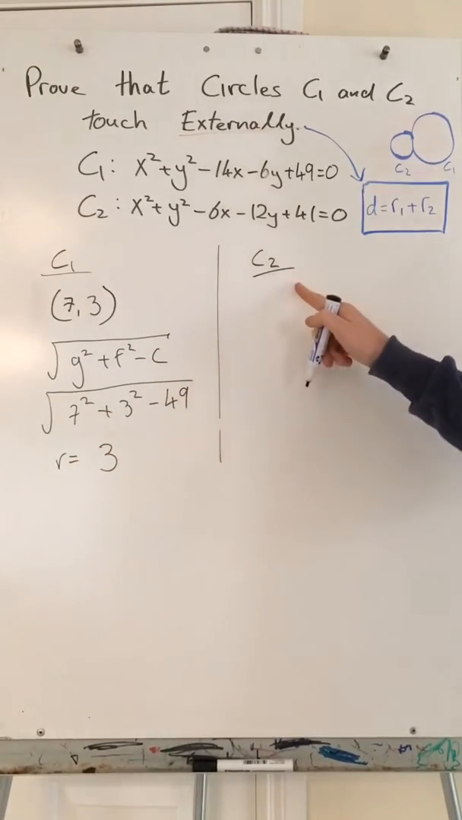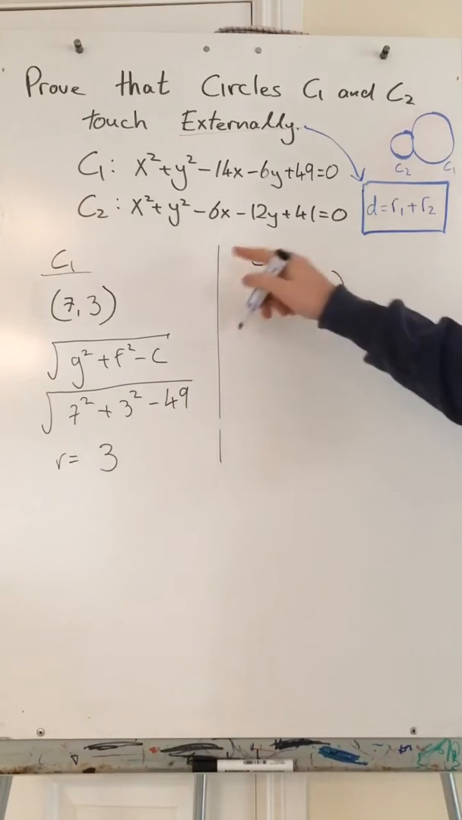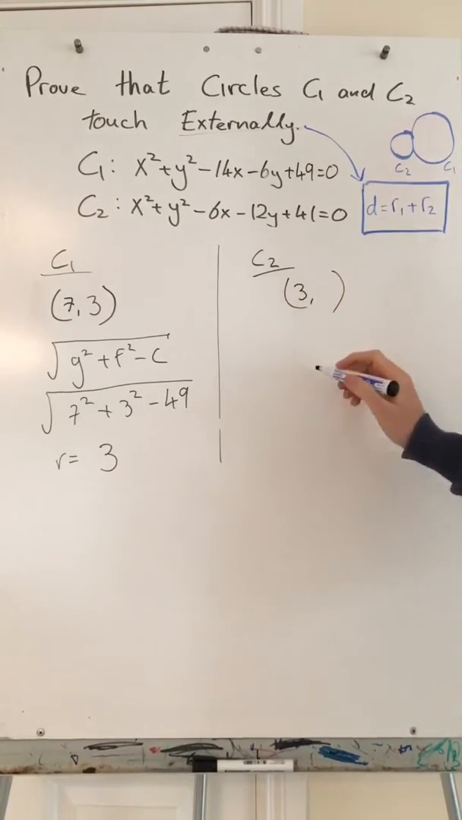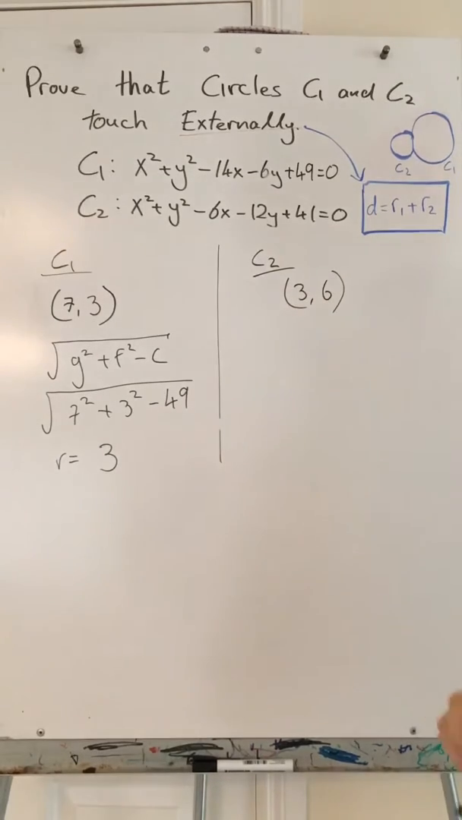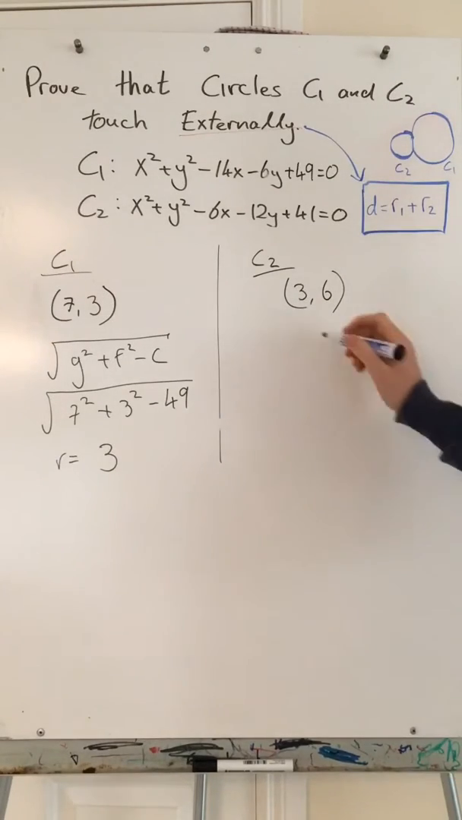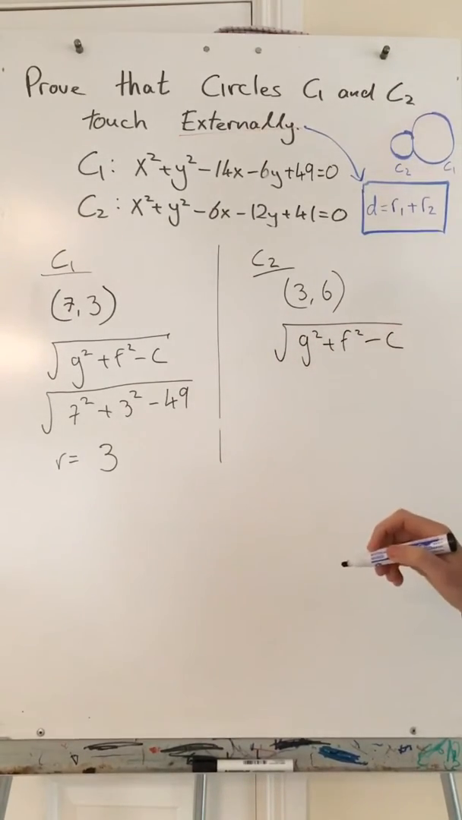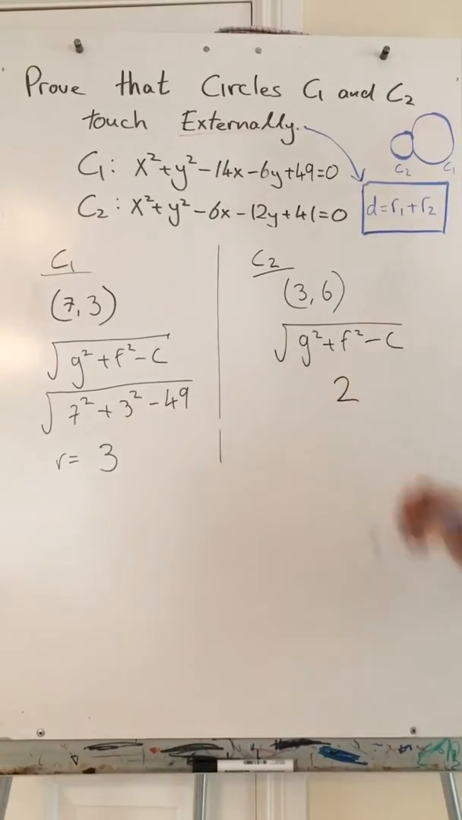Let's do the same for C2. For C2, we can see that the center needs to be 3 and 6. That would be the center. And the radius, once again, I would fill in this formula here, g squared plus f squared minus c, and the final answer there will be 2.